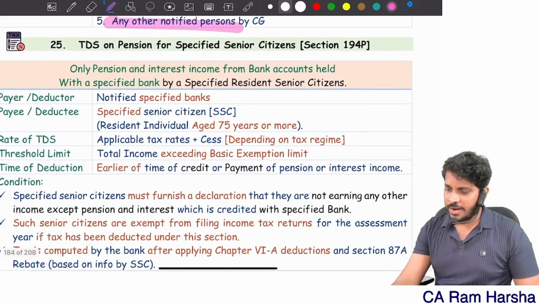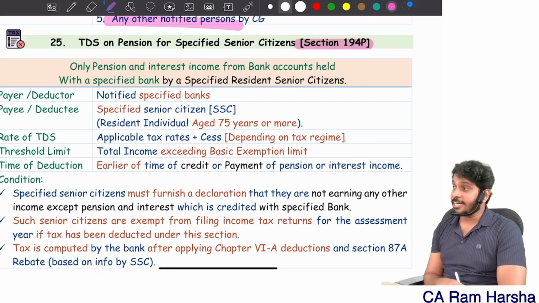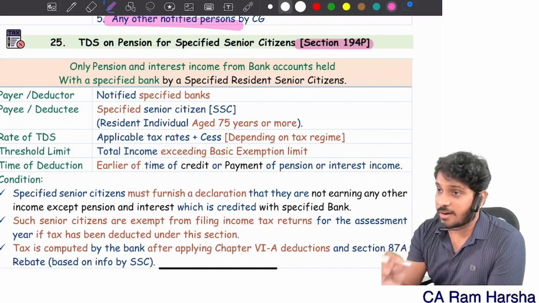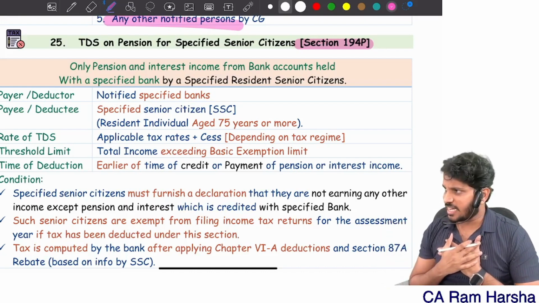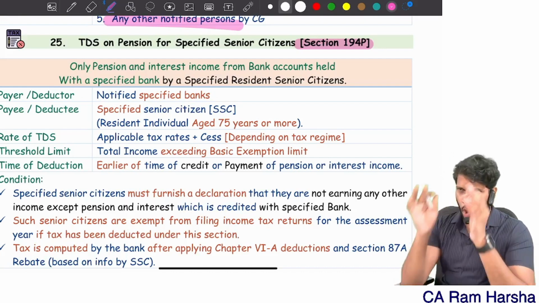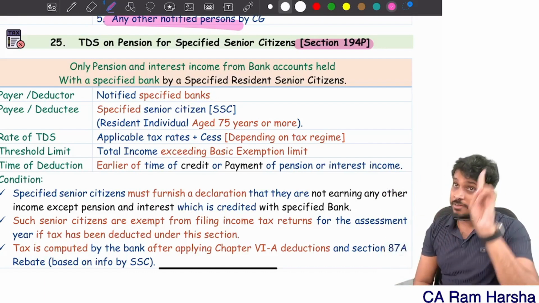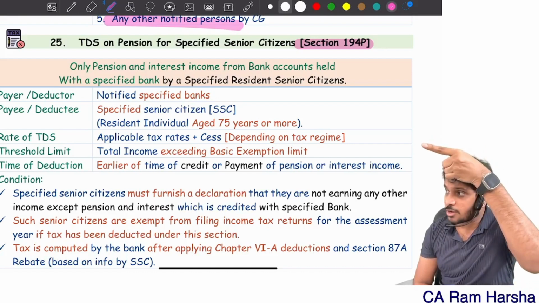That's 194P, pension. 192, 192A, 194P, all the 3 are dealing with salary-related heads only. 194P, for whom is it applicable? Suppose I am an individual resident, aged 75 or more, and I have a bank account with only one bank, State Bank of India. I don't have a bank account anywhere else. I get pension money from my ex-employer in the same bank account.